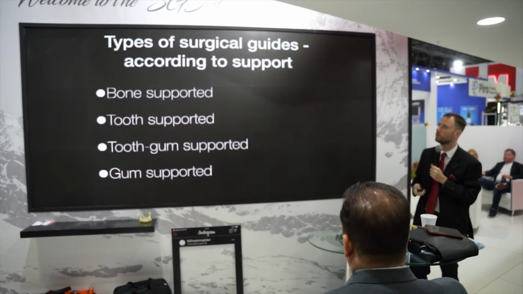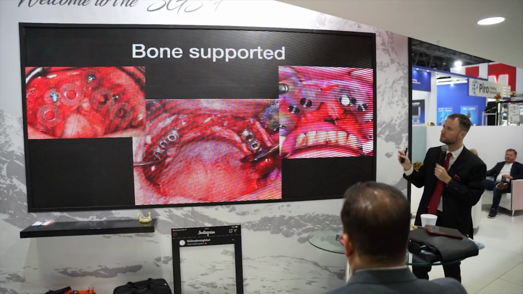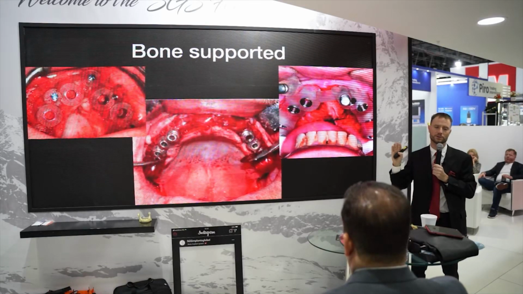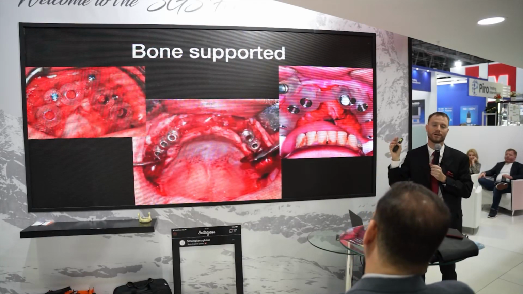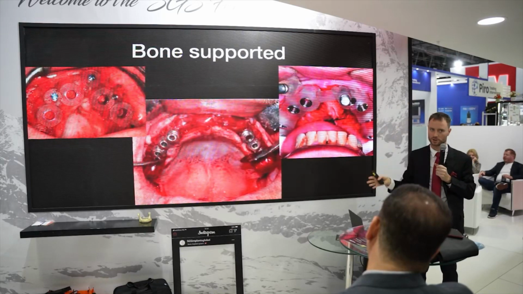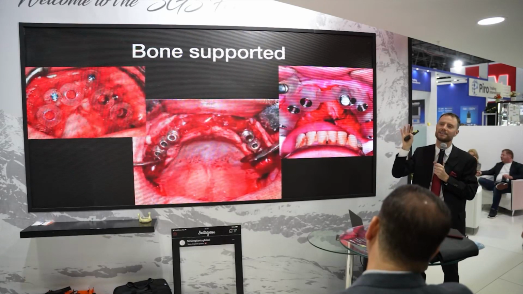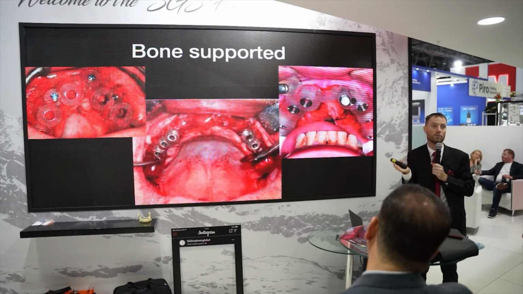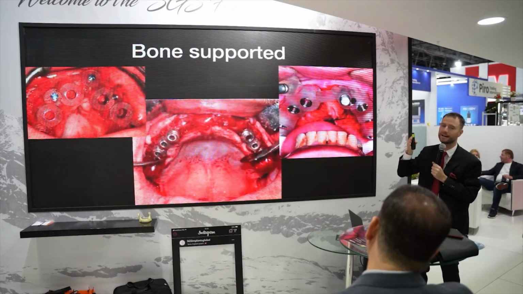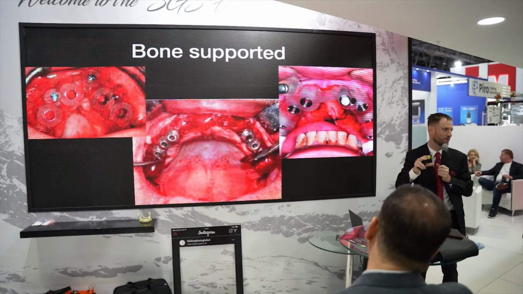We divided now more to four types, where the bone supported is really the past. We used to have that. We did a CT, and then we had a big exposure with a big flap, and you put the guide directly onto the bone. On one hand, it's good because it goes directly on the bone, so you don't have the soft tissue as an influencing factor.